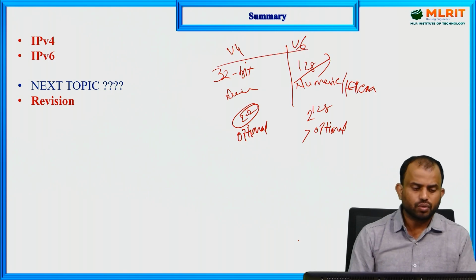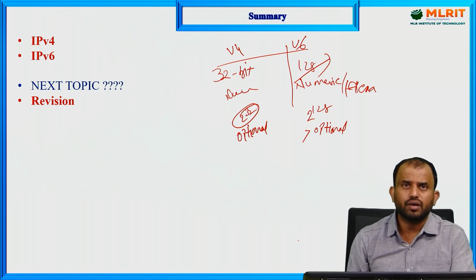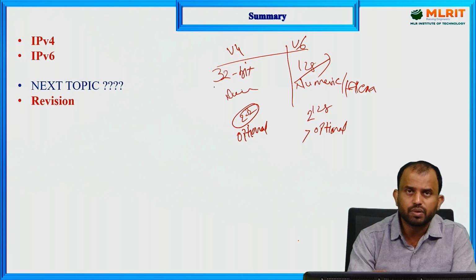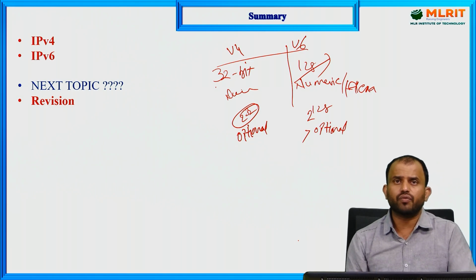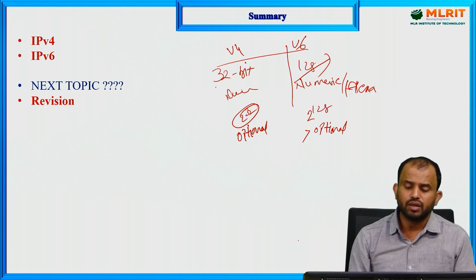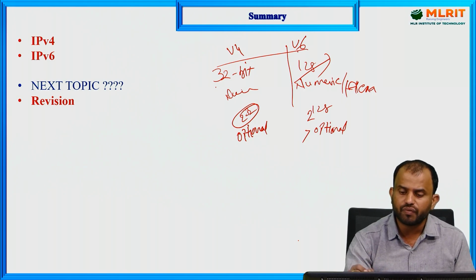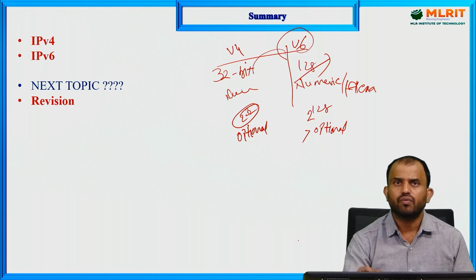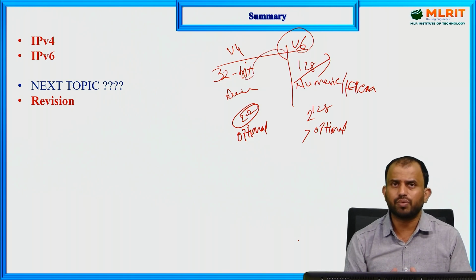Right. While I conclude this session, we discussed the importance of IPv4 and IPv6: what is meant by IPv4, how large a range it has, what address space we have for IP version 4, and what kind of data frame format it has. We discussed the same for IPv6, and why IP version 6 is more important than version 4. In the next session we will discuss a simple revision of the topics.